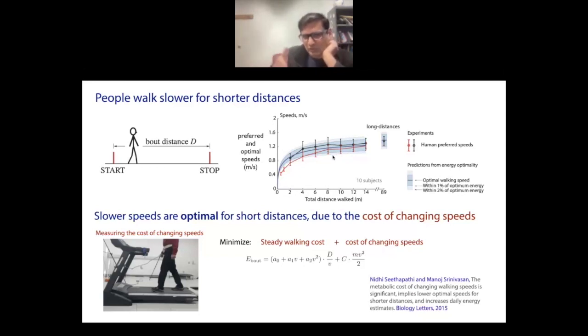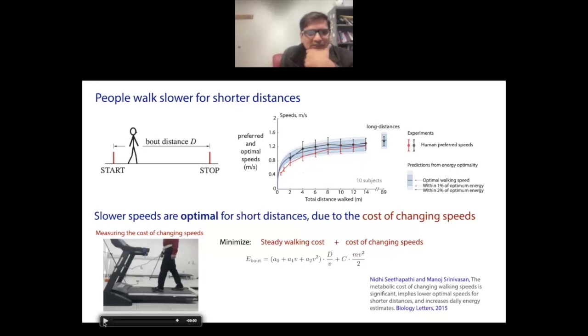So people, of course, take some time to accelerate and then decelerate. So there's a peak speed somewhere in the middle, and actually the black one is the peak speed, and the red one is the average speed, I guess. So both of them systematically go down with distance. And how can we explain this?